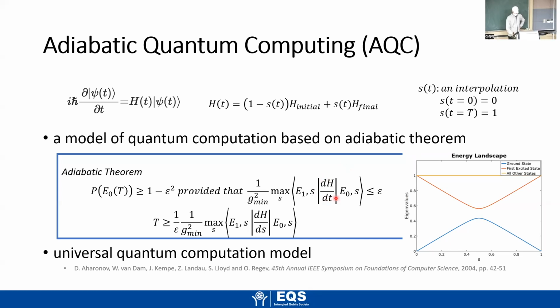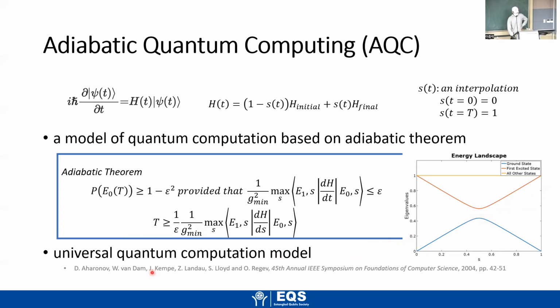And if you play around with this equation, you can get T, which is the actual computation time that we need in order to obey this adiabatic theorem. This inequality shows that the adiabatic quantum computation time is inversely related to the spectral gap of the system. So that means if the spectral gap between the ground state and the first excited state gets smaller, then you would need a much longer computation time.